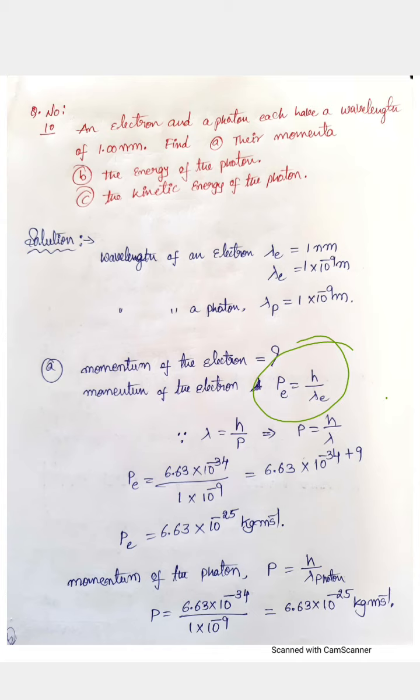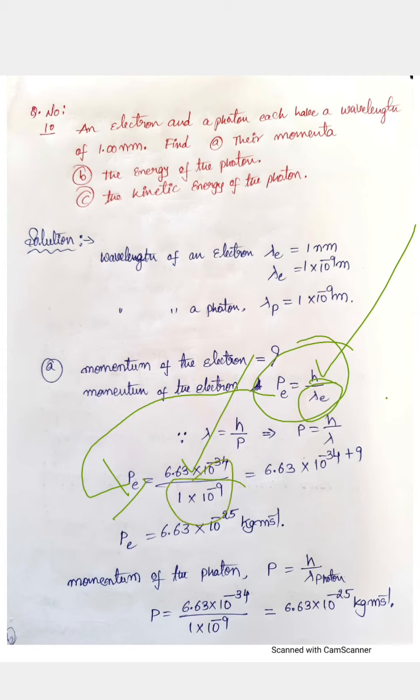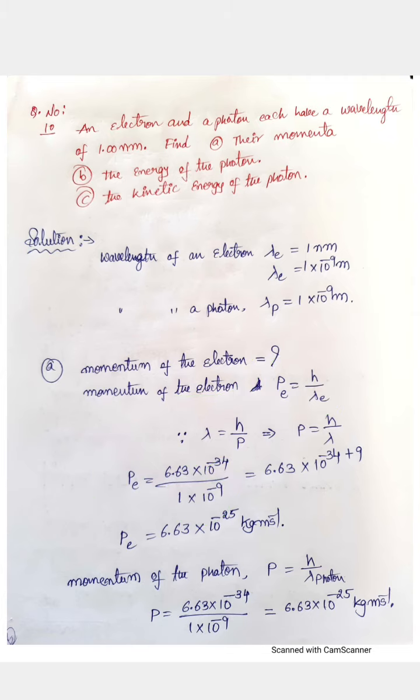Now here, momentum of the electron is equals to, what is this one? Planck's constant. Substitute the value, that is 6.63 into 10 to the power minus 34. Next, lambda E is what? Wavelength of the electron, that is 1 into 10 to the power minus 9, that is equals to 6.63 divided by 1.